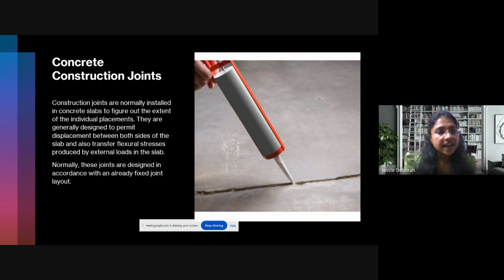Okay, so they are actually installed in individual locations. Why they are placed is because they will allow displacement between both the sides of the slab, and they will also transfer your flexural stress. Okay, flexural stress will be produced by the external load on the column, on the slabs.